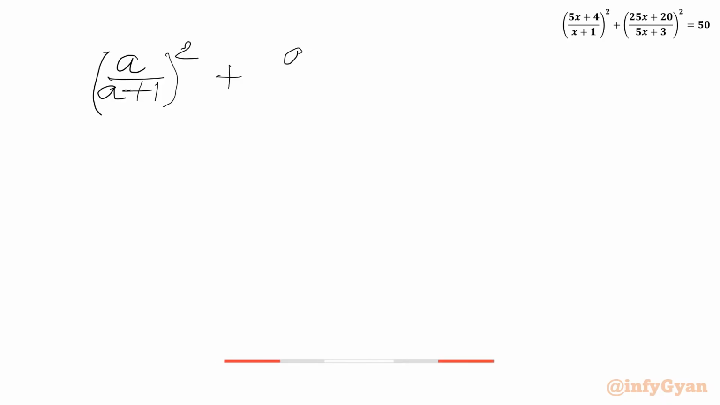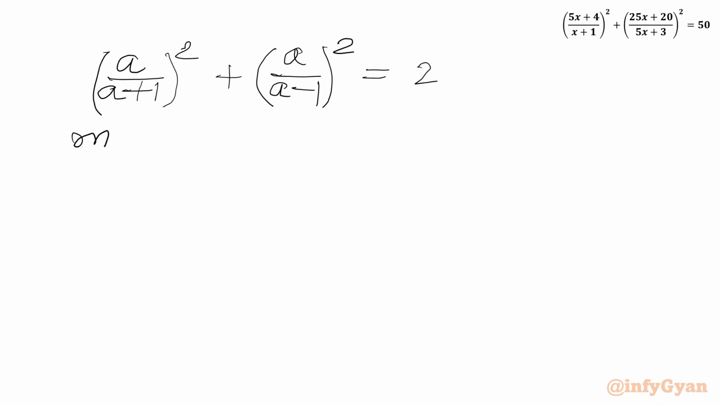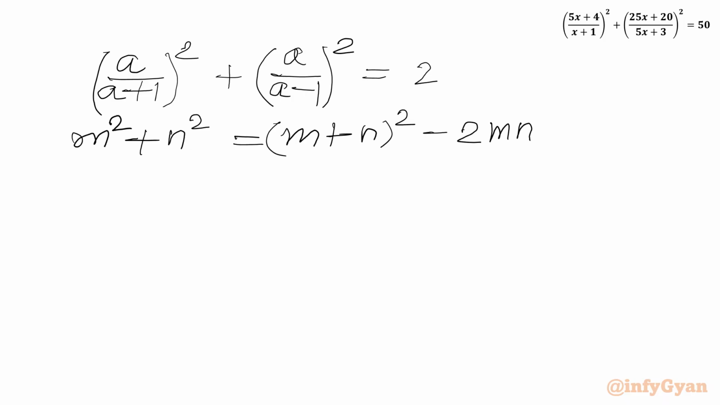We will write our equation a over a plus 1 whole square plus a over a minus 1 whole square equal to 2. Now we know that from algebraic identities, m square plus n square can be written as m plus n whole square minus 2 times mn. Consider this is m, consider this bracket is n.